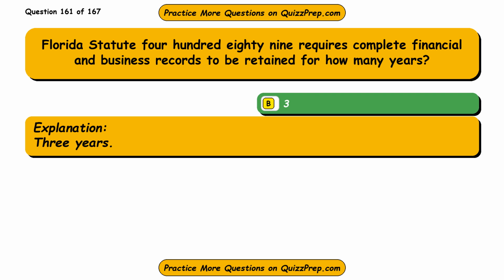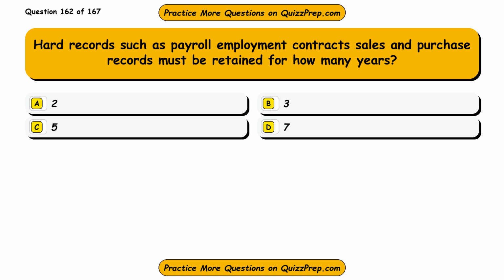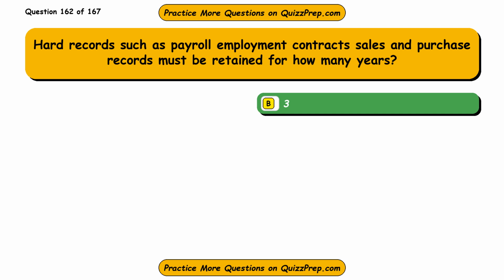3 years. Question 162. Hard records such as payroll, employment contracts, sales and purchase records must be retained for how many years? Option A 2, option B 3, option C 5, option D 7. The correct answer is option B, 3.